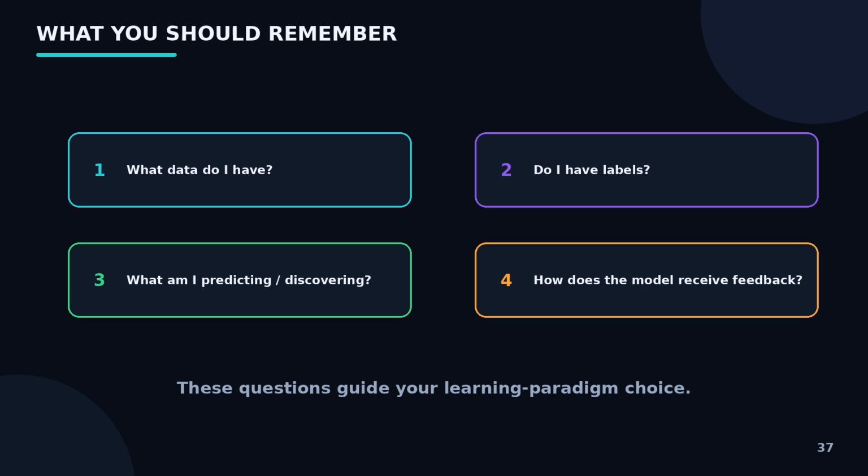If you remember only one thing from this video, remember these questions. What data do I have? Do I have labels? What exactly am I trying to predict or discover? And how does the model receive its learning signal? Once you can answer these questions, choosing the right learning approach becomes much easier.